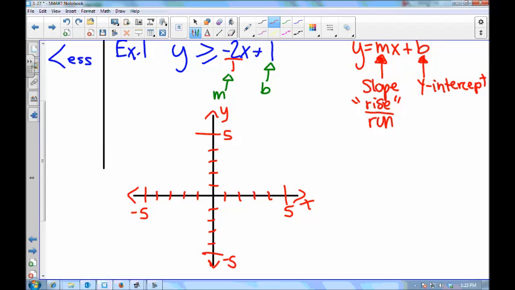Okay, have you done this before? Yeah. Evenly space them, label x and y, and number your axes.